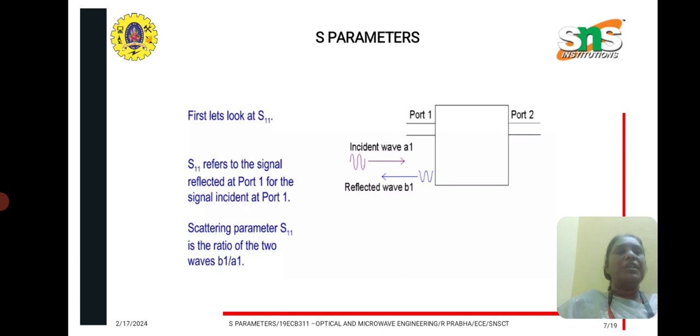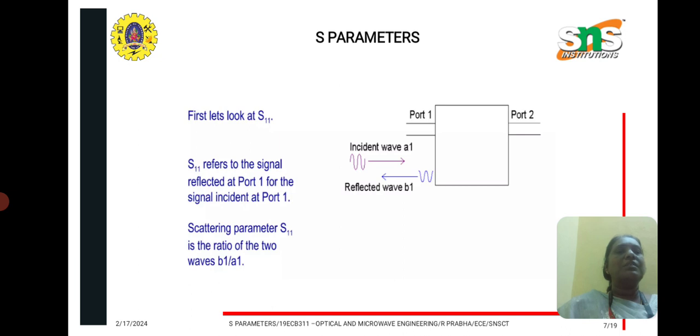Now we are going to see the first S parameter, called S11. S11 refers to the signal reflected at port 1 for the signal incident at port 1. The S11 parameter is the ratio of two waves: one is B1 and another one is A1. B1 by A1 is equal to S11. Here B represents the signal reflected and A represents the signal incident. Both are at port 1. So this is nothing but the definition of S11.